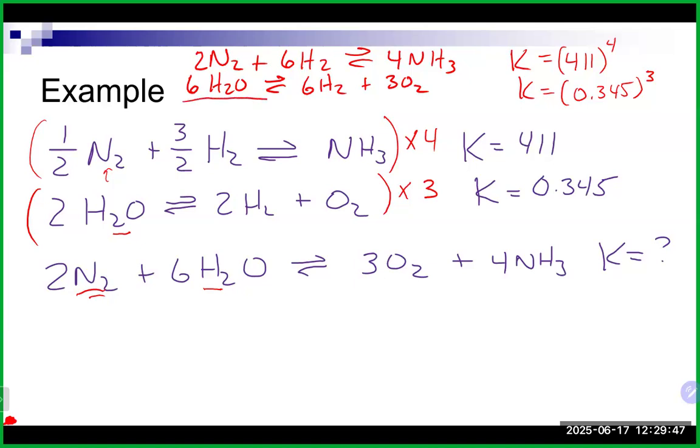I'm out of equations, so we're going to add these together and hope we hit the one we're looking for. 6H2s on the left will cancel out the 6H2s on the right. And I think that is all the canceling. That's going to give me 2N2 plus my 6H2O on the left. And on the right, we'll have my 4NH3 and my 3O2, which is this equation here on the bottom. So we did everything good. Any questions on that there? Okay.